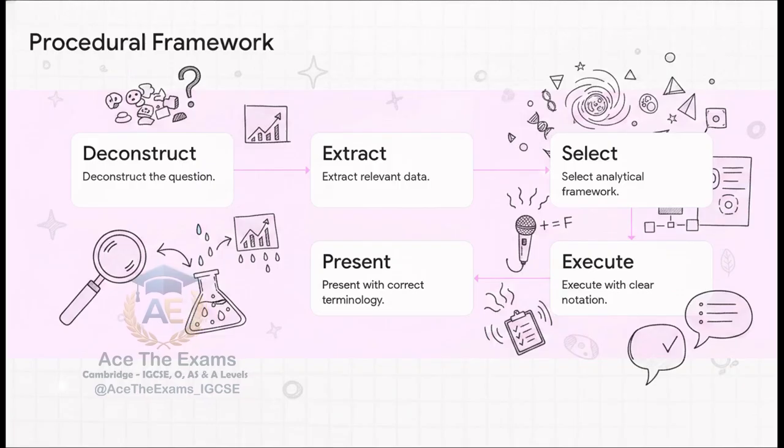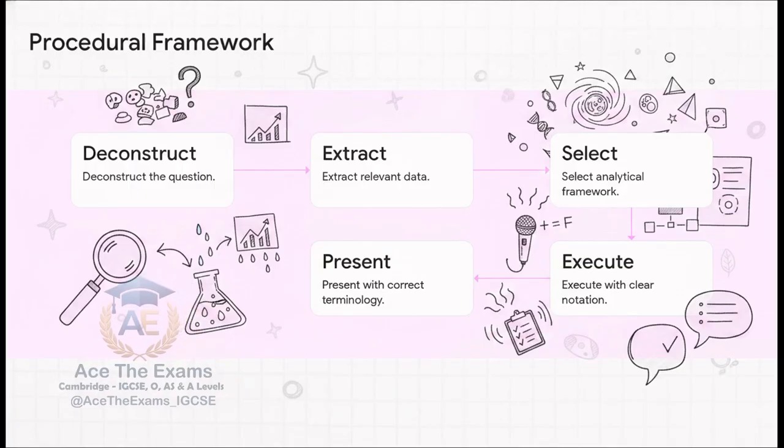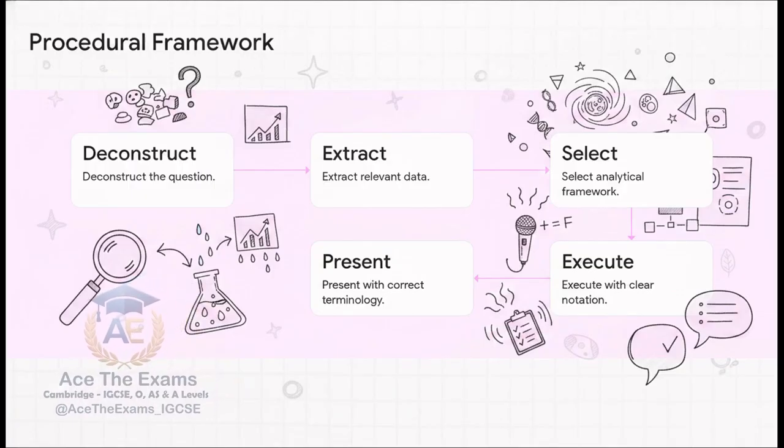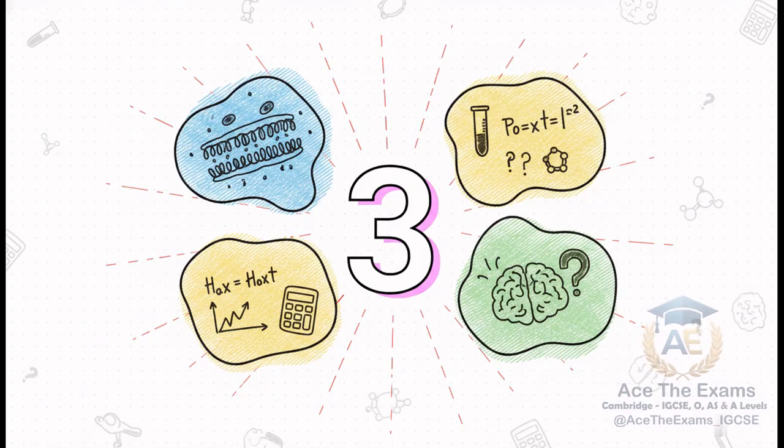This step-by-step process is exactly how process marks, those highly valuable method marks, are awarded, even if your final answer turns out to be slightly off. Now, even with a brilliant process, students still stumble under pressure. It happens to the best of us.